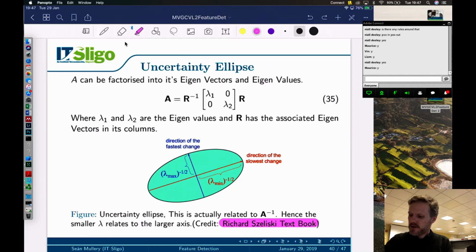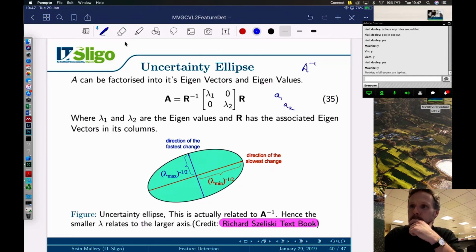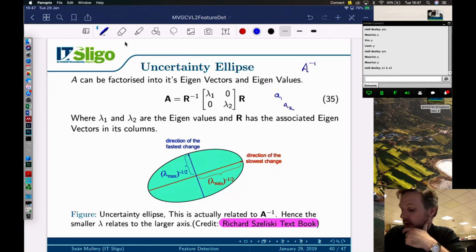Let's just see. I'm just going to test you on that. Let's imagine my two eigenvalues are A1 and A2, and these are the eigenvalues of A, for example. What would the eigenvalues of A inverse be? Do you know what they would be straight off? No need for numbers or otherwise. No, they're not. Definitely not the same. So the eigenvalues for A and A inverse will not be the same. I can't see anybody. Oh, well, Maurice is typing. We'll give him a minute and see if he gets it.